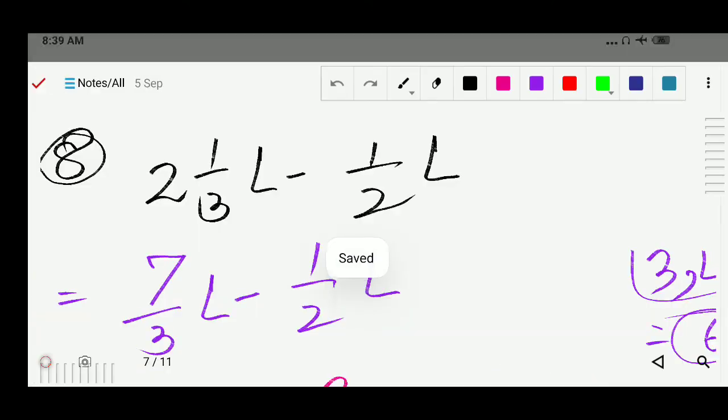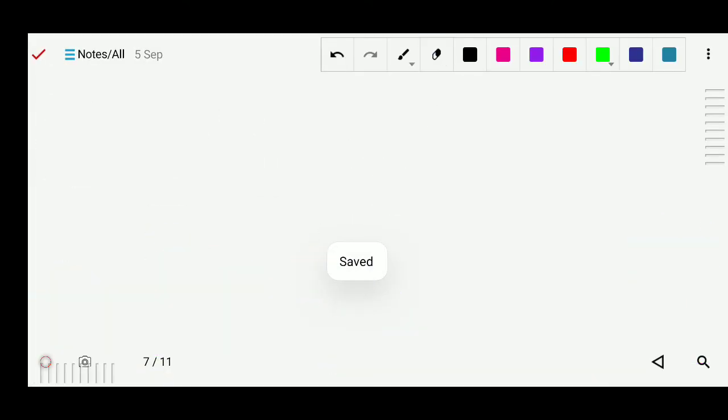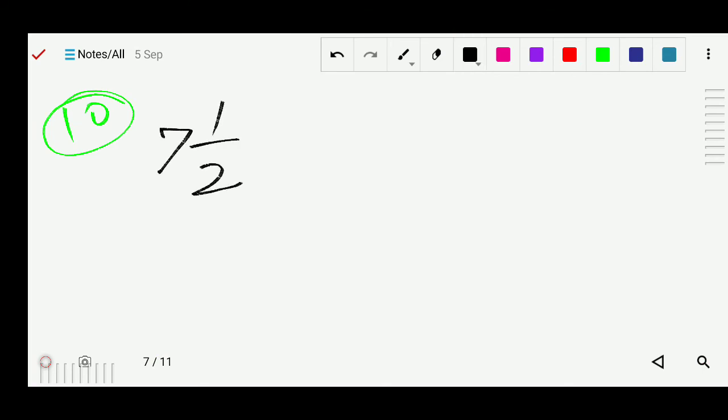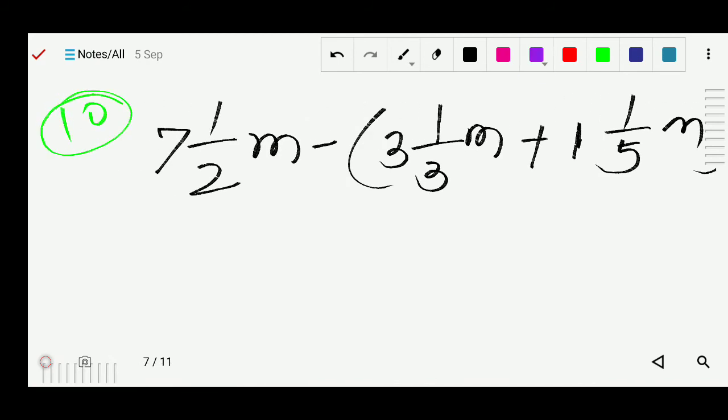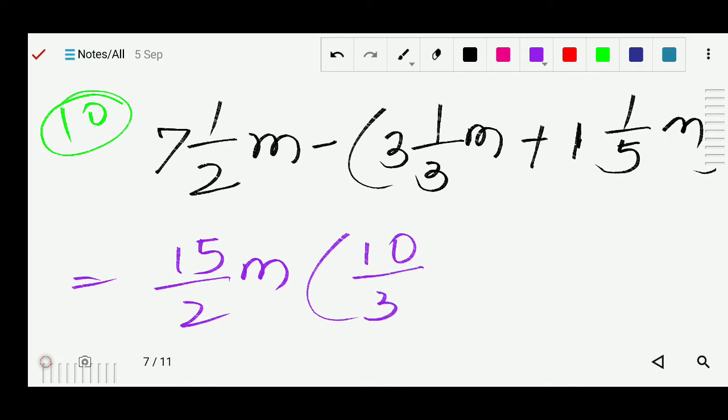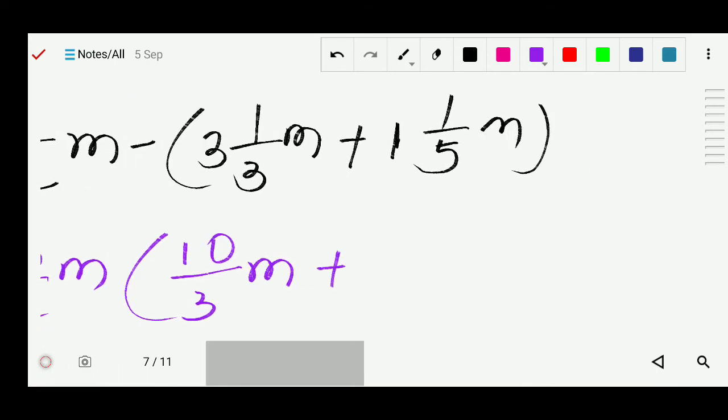Now we will solve it. Let's take question number 10. The total was 7 1/2 meters, and from it we subtract the 3 1/3 meters plus 1 1/5 meters, because I have to find the total used. First we make them simple. 7 times 2 is 14, plus 1 is 15/2 meters. 3 times 3 is 9, plus 1 is 10/3 meters. Plus 1 times 5 is 5, plus 1 is 6/5 meters.